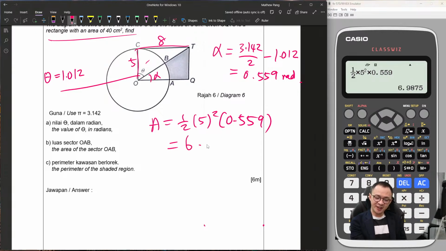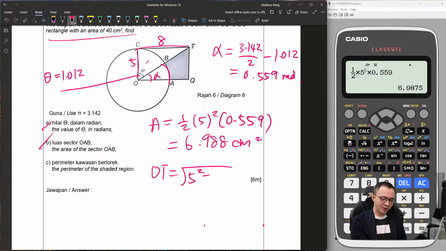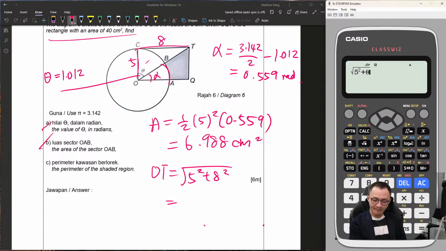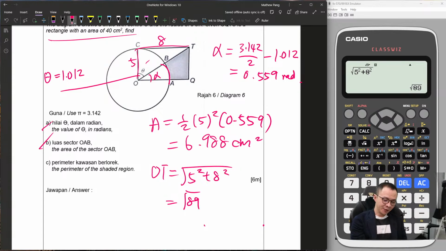So this one should be 6.988 centimeters square. Done the part B, the perimeter of the shaded region. So we want to find this arc length and find AQ and BT. Alright, find OT first. OT is square root of 5 squared plus 8 squared, Pythagoras. So it's square root 89. So I can find BT is square root 89 minus 5.